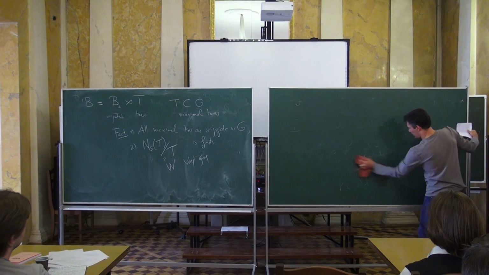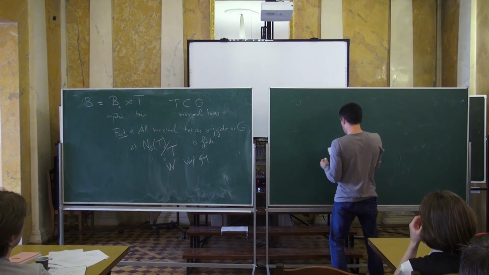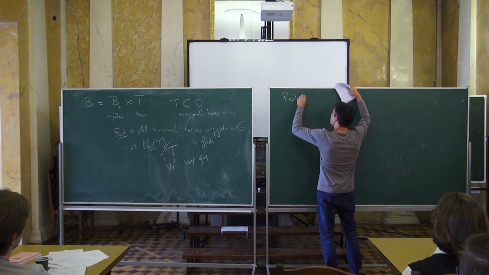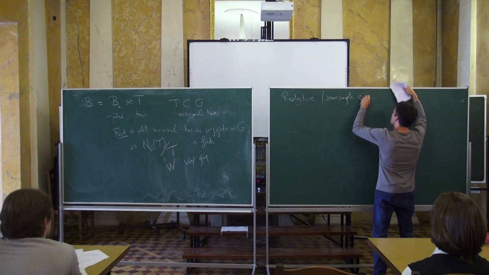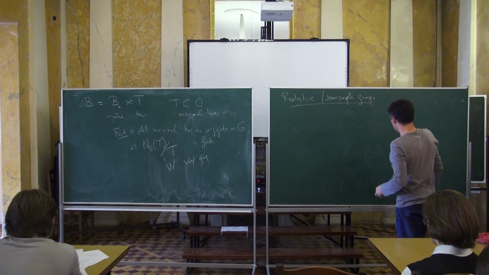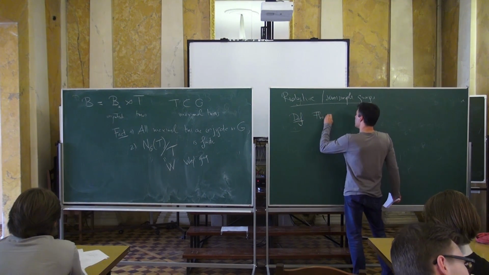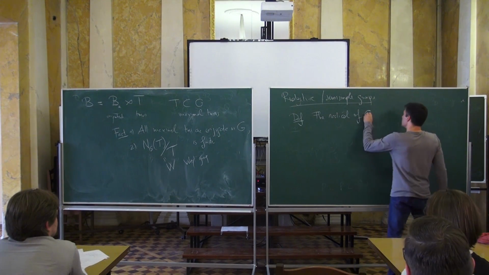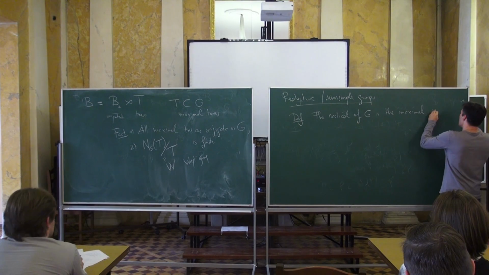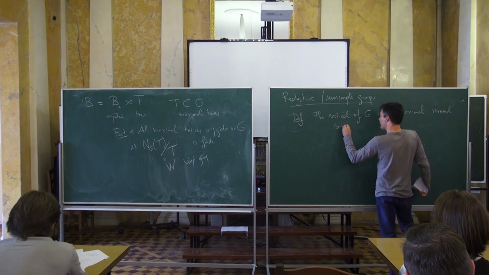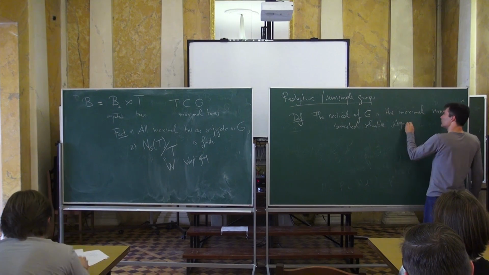So for those of you who were at the seminar yesterday evening, we had the definition of reductive and semi-simple groups. So there is a definition of the radical of a group. This is the maximal normal connected solvable subgroup of G.